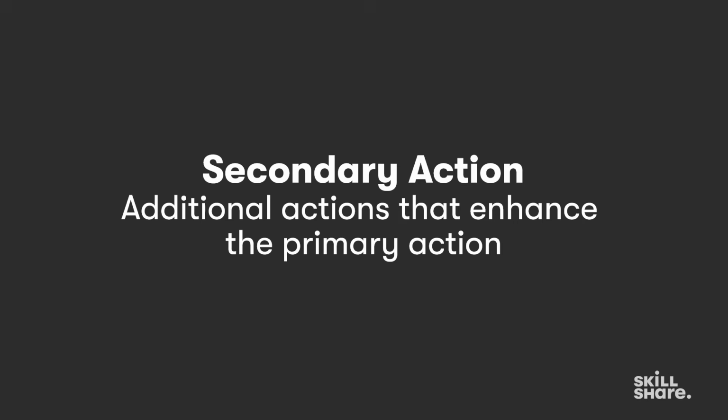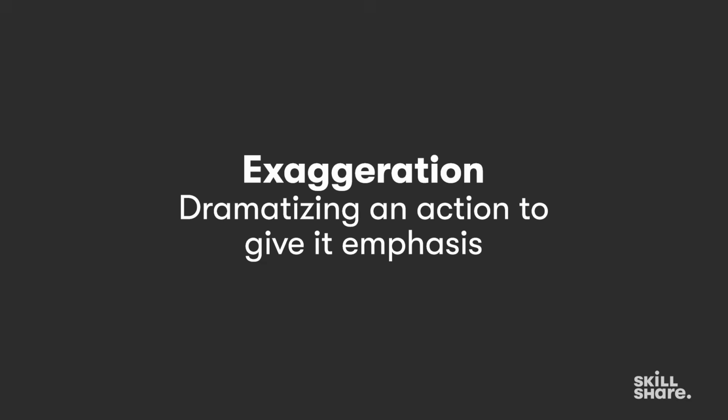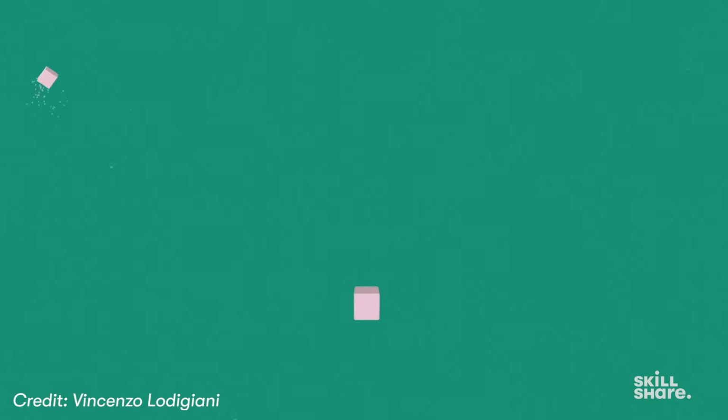The seventh principle is secondary action, little movements that are not essential but that help to add meaning to an action. The eighth principle is exaggeration. Exaggeration presents an action in an extreme form for a comedic or dramatic effect. It tries to overstate to evoke a point without ruining the believability of the scene.